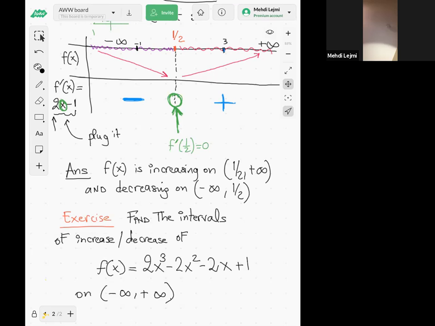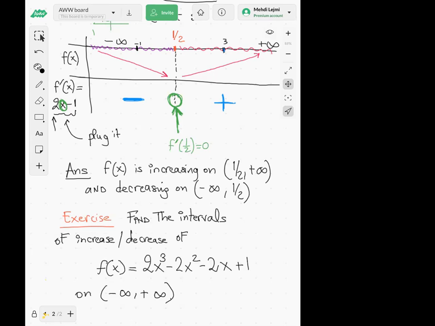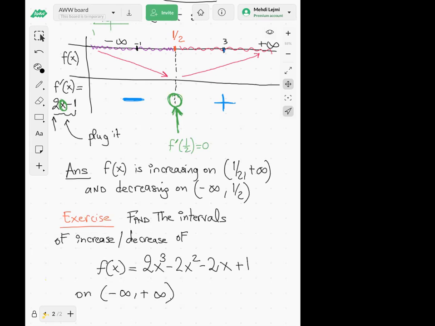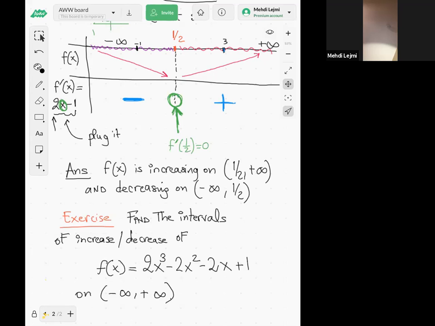Any guess? Professor, I have a question. Once you get the value of x, you replace it in the f prime, the derivative of x, for the sign, right? Yes.